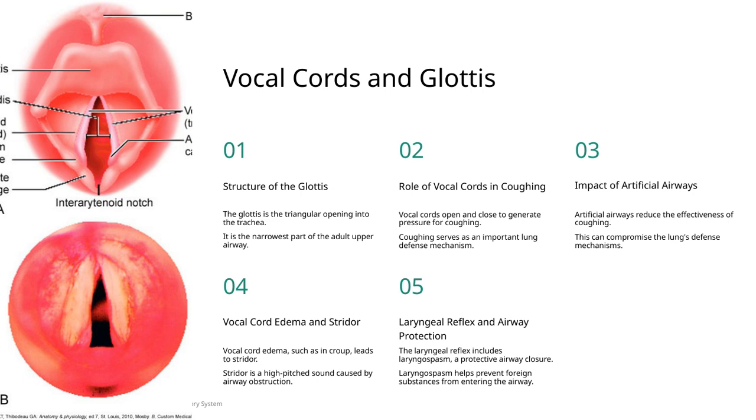Finally, understanding the structure of the glottis is important. The glottis is the triangular opening into the trachea, and it's actually the narrowest part of the adult upper airway. The vocal cords are situated here and work together with the glottis to control airflow, protect the airway, and facilitate functions like phonation and coughing. By understanding these key mechanisms, we can better appreciate how our respiratory system protects itself and what happens when these processes are disrupted.